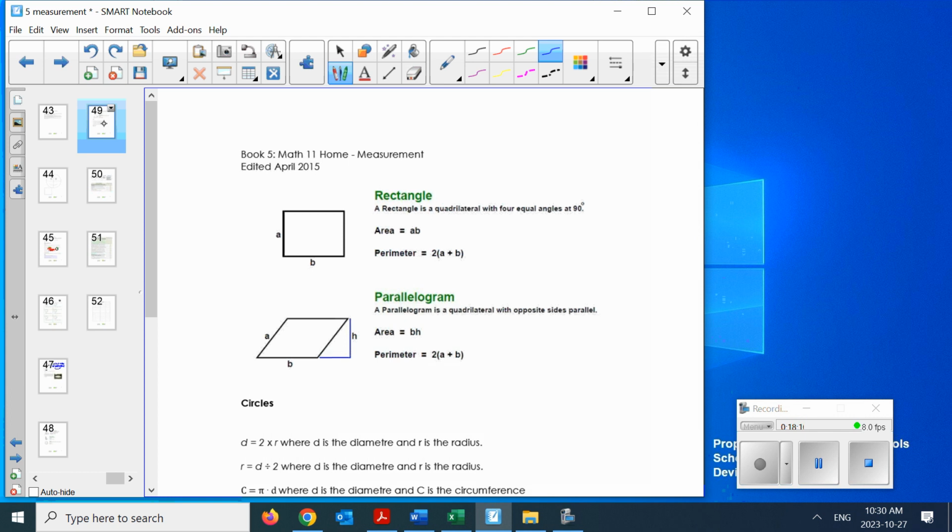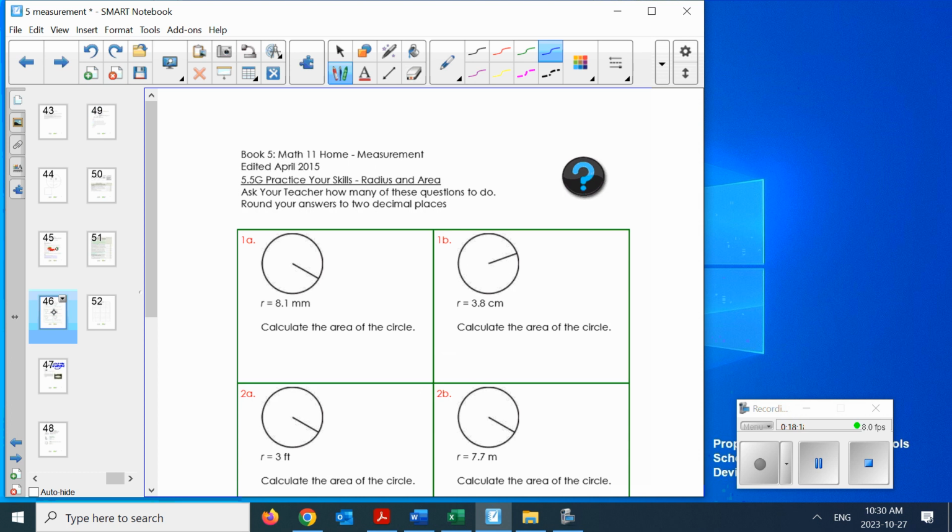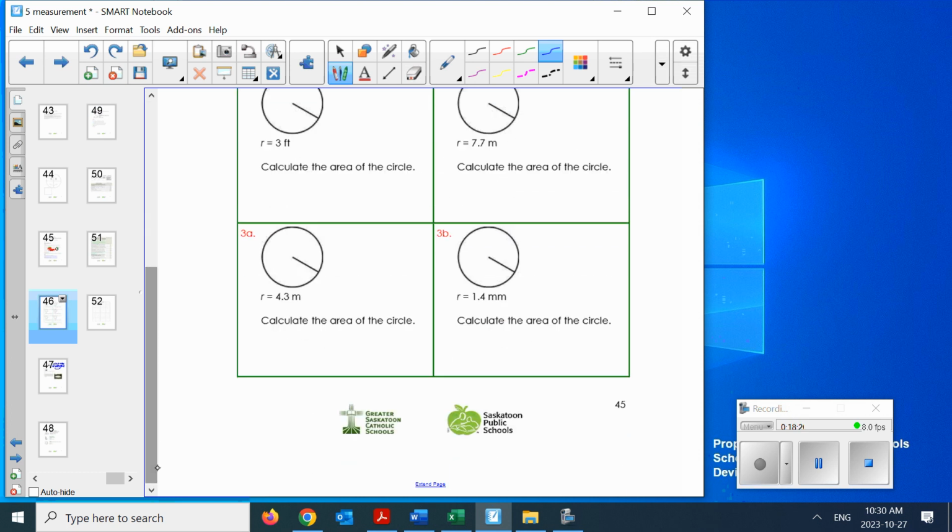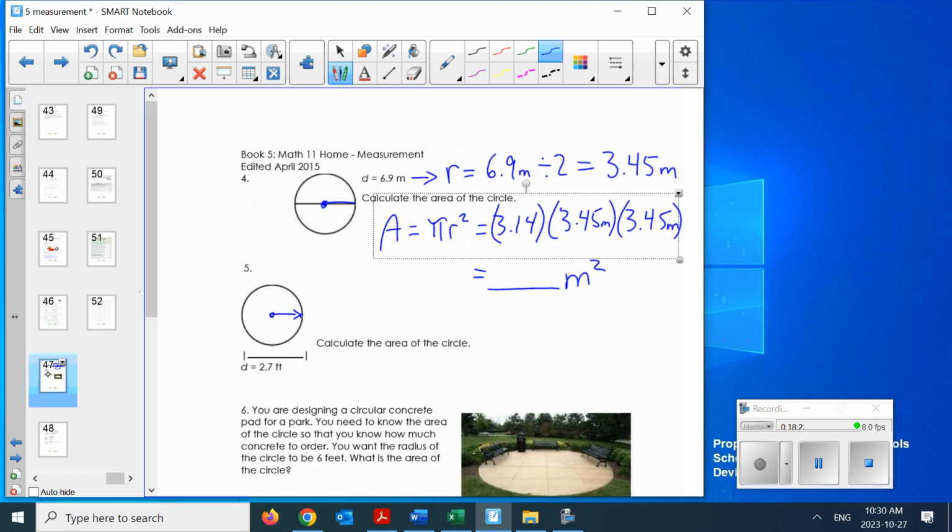Is this the 45? So back to 46. Okay, this here, you just want to copy that down, and then you're good. Okay, I'll stop the recording. Good luck on this section.